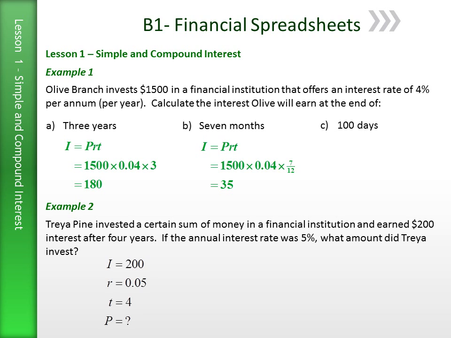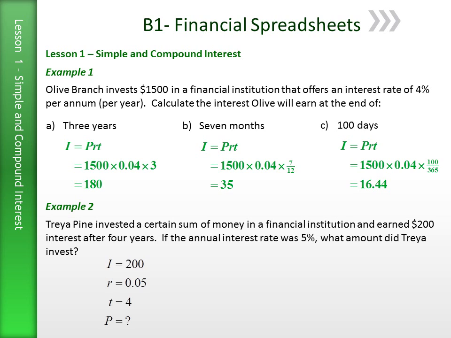For part C, we want to know what the interest is after 100 days. So the interest is equal to PRT. Again, our principal, $1,500. Our rate is 0.04. We're dealing in days now, and we have 365 days in the year. So our time would be 100 out of 365. When we multiply this out, we get an amount of $16.44.